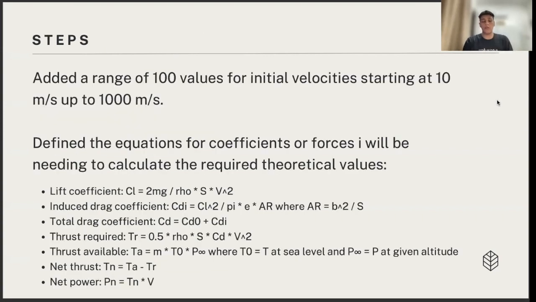So the steps I followed to prepare this Excel sheet was I created a table, and in this table I added values for initial velocities starting from 10 up to 1,000 meters per second. Why I chose this range was because this was the most appropriate range that could work with our situation, because when I chose smaller values for the initial velocities, the graphs later on, the plot was not very clear.